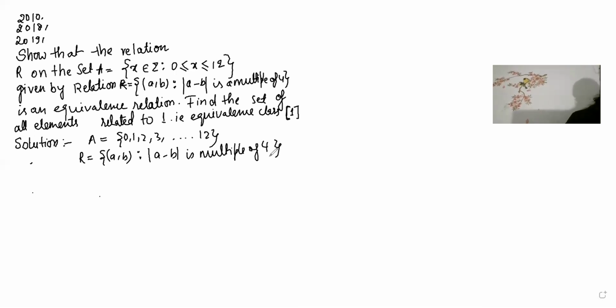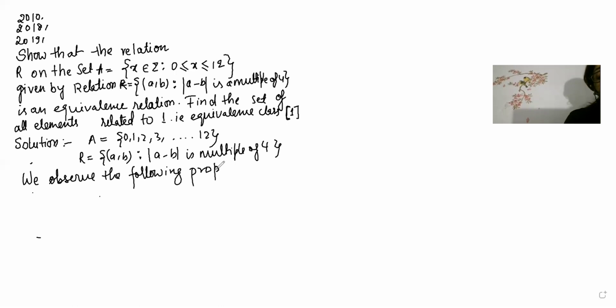Now what we are going to do is, 0, 1 to 12, it is exactly what A contains. Now first we will start with reflexivity. So we will write, we observe the following properties on relation R. Now we will observe, first is reflexivity.